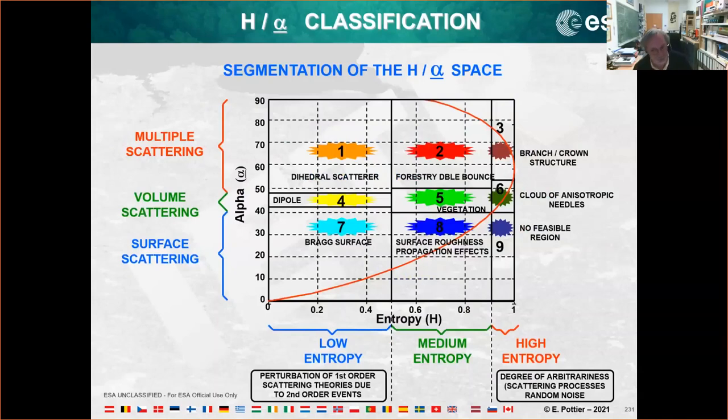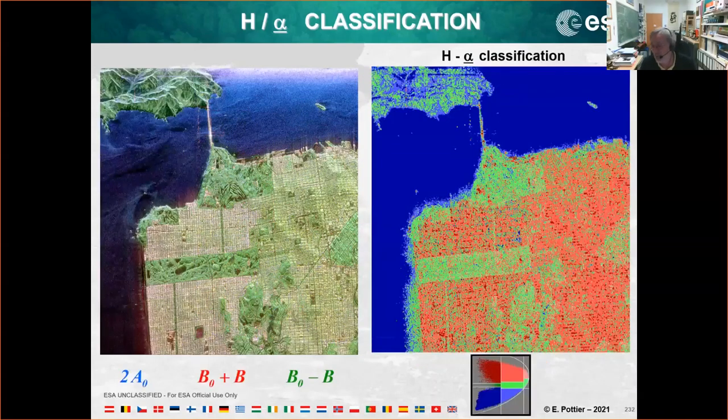Here also, this is valid only in the fully polarimetric case, not the dual pole case. In this plane, we divide the plane into 8 different areas, 9, but only 8 are physical. Each of them corresponds to a canonical scattering mechanism: dihedral scattering, dipole scattering, rough surface, vegetation, forestry, double bounce, etc. For each area, you have a given color, so we have 8 different colors. And this is the result.